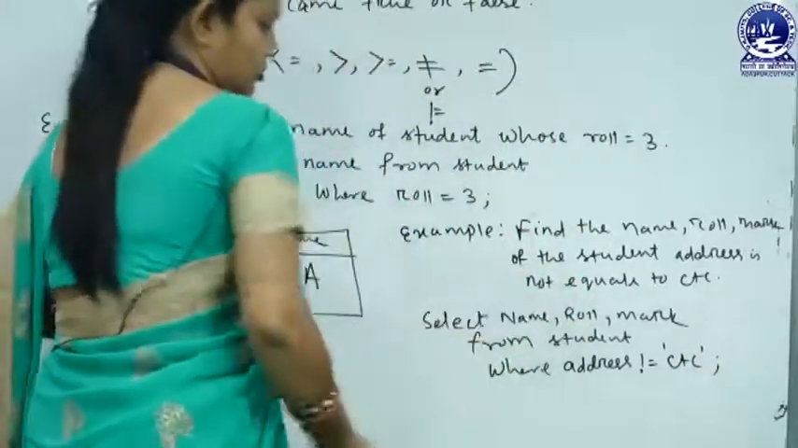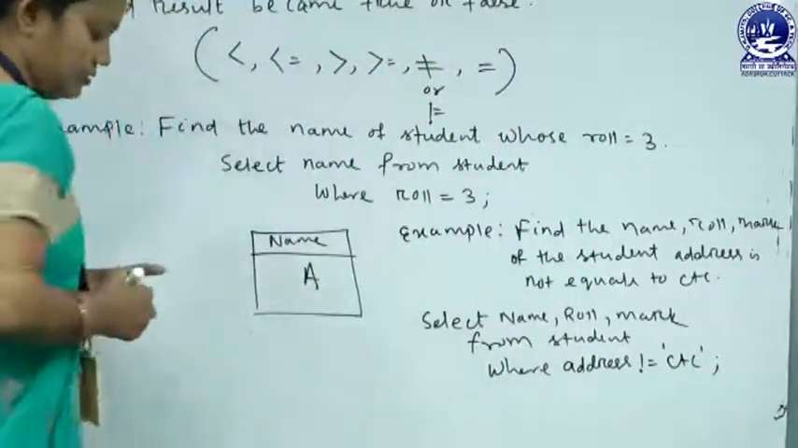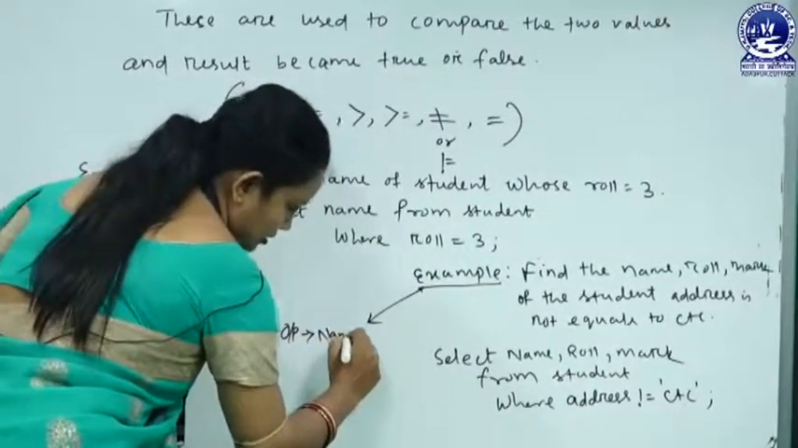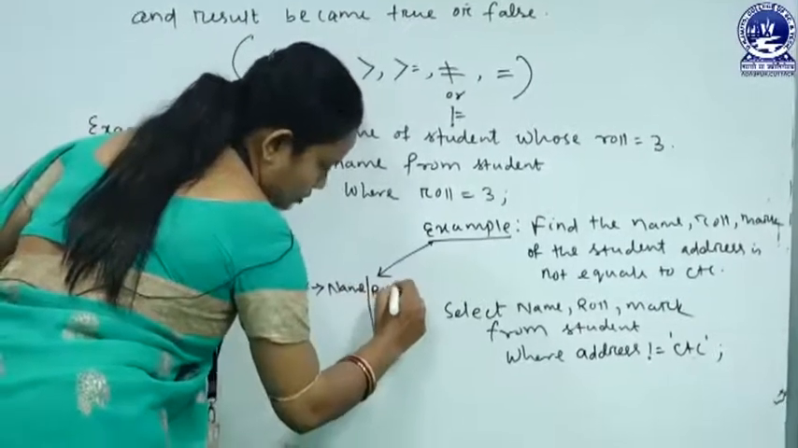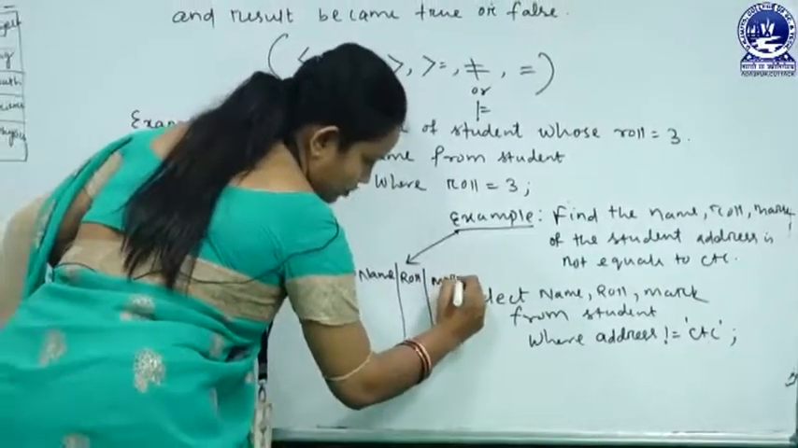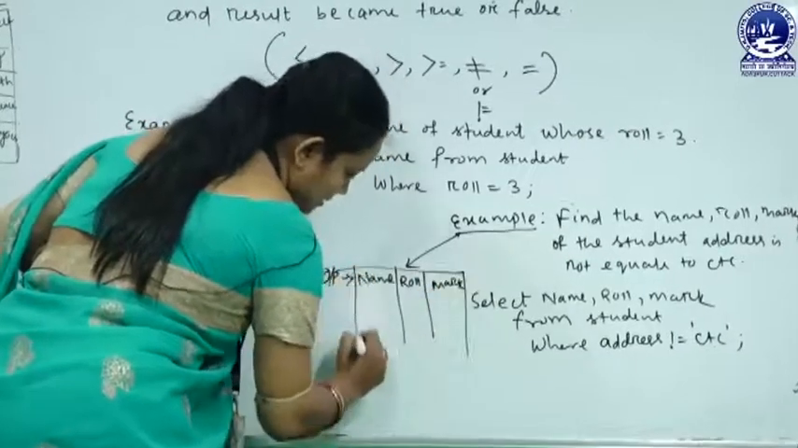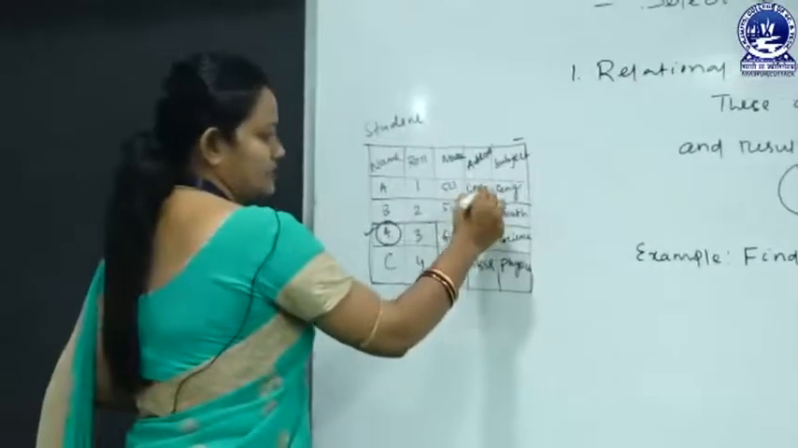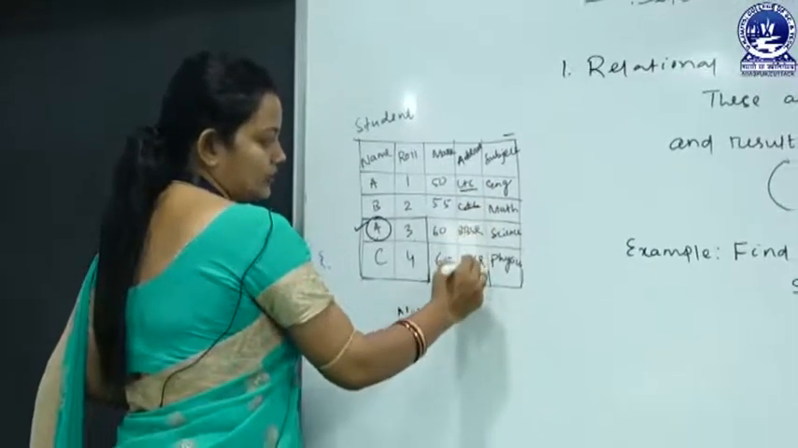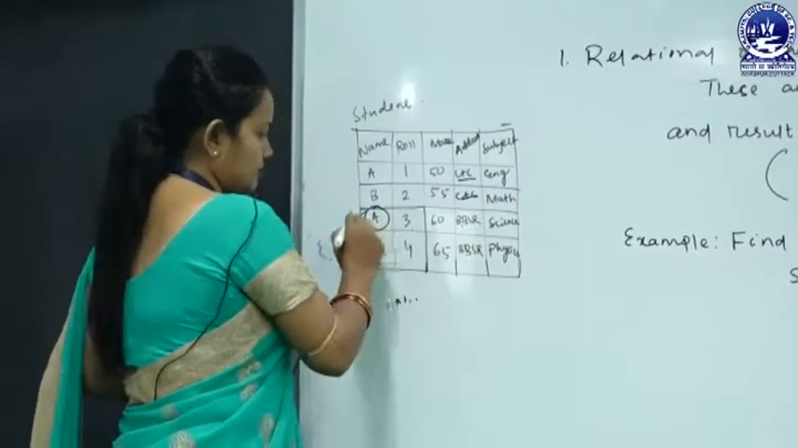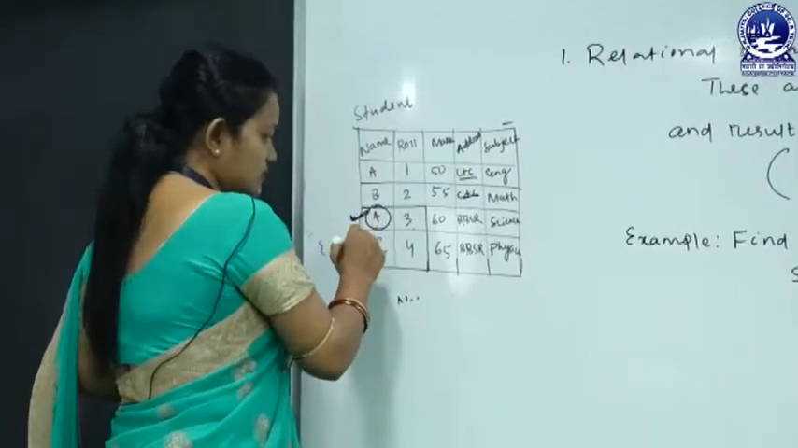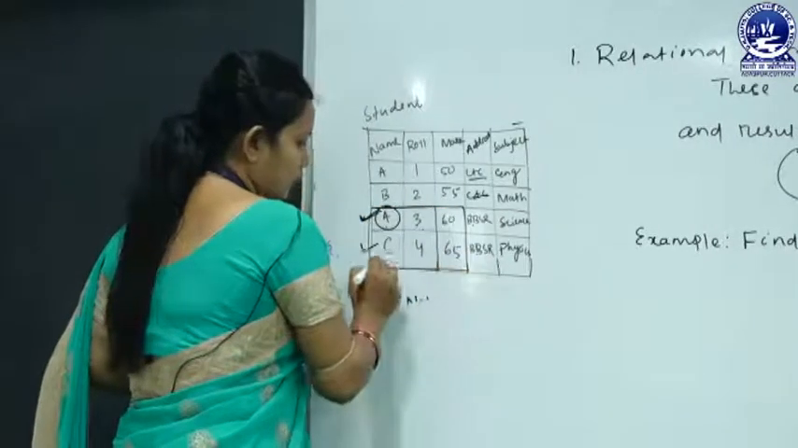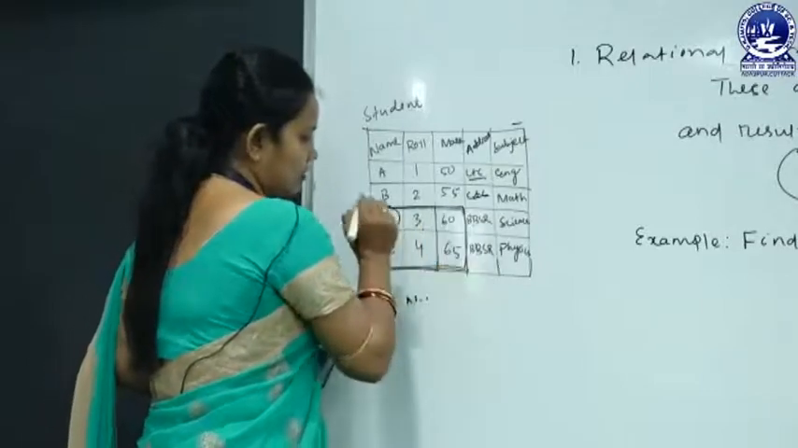Okay. Then what will be the output for this? It will return the name, roll, mark attributes of those students whose address is not equals to Cuttack. You can see here these two having address Cuttack and these two having address not equals to Cuttack. That means we have to select these tuples, and from these tuples we have to filter only the name, roll and mark. That means this is our output.